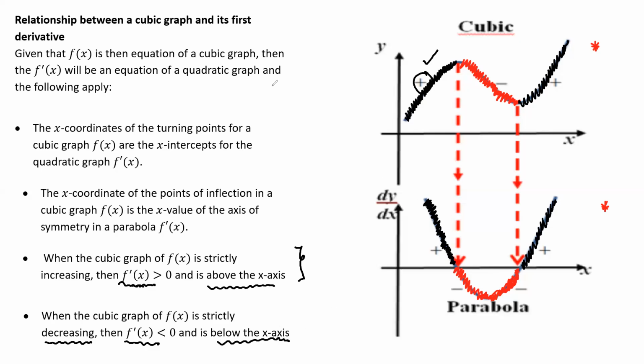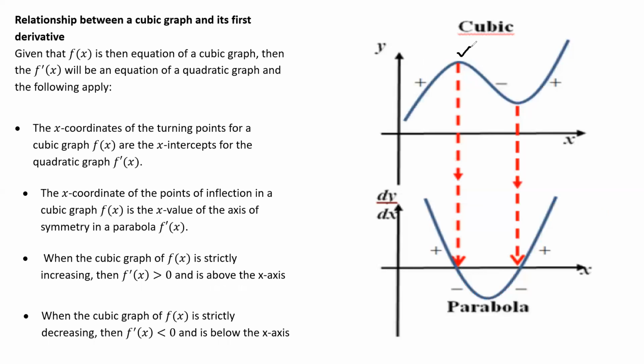So let's summarize this part. We say to ourselves, the x-coordinates of the turning points, what are they in the quadratic? They are the x-intercepts. We say to ourselves, the x-coordinate of the point of inflection in the cubic is the x-coordinate of the turning point in the quadratic. It is the axis of symmetry.